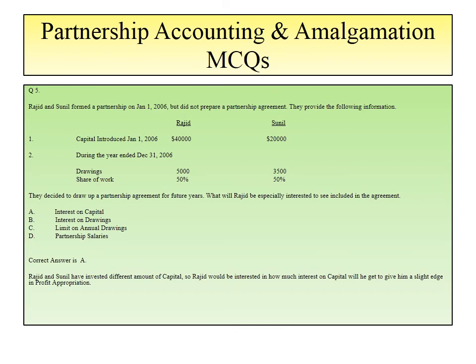The four options are given: interest on capital, interest on drawings, limit on annual drawings, and partnership salaries. So let's see, A is the right answer given over here. Interest on capital. Rajit and Sunil have invested different amounts of capital, so Rajit would be interested in how much interest on capital he will get to give him a slight edge in profit appropriation. This is the amount. 40,000 के ऊपर वो चाहेगा कि कुछ उसको इंटरेस्ट भी मिल जाए, बिकॉज उसने ज़्यादा अमाउंट जो है वो इन्वेस्ट किया होगा.